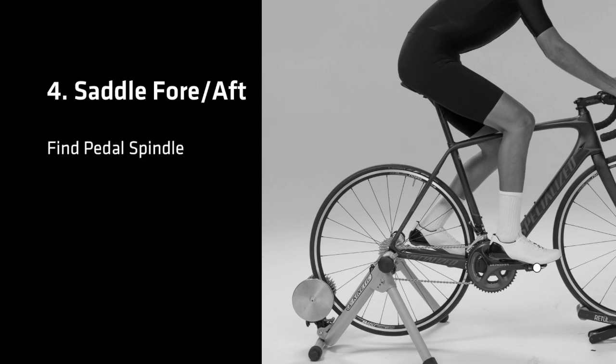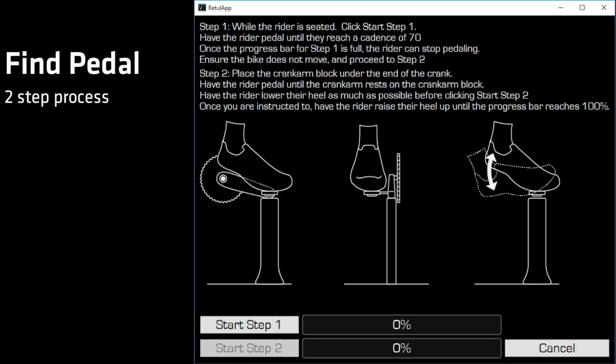So the first step in this process is to define pedal center by using the Find Pedal function in the software. Once Find Pedal is clicked, a dialog box opens with specific instructions. Follow these two steps and the software will find the center of the pedal spindle.